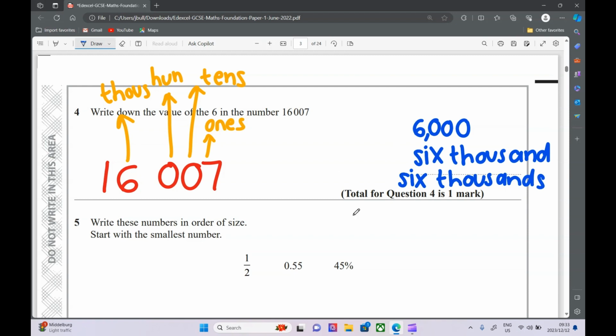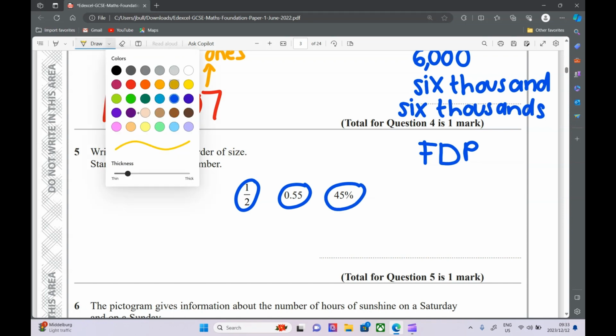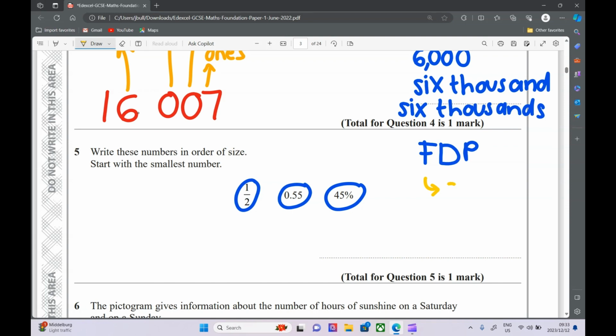Write these numbers in order of size and start with the smallest number. Whenever you get a question like this, this is what we call an FDP question: fractions, decimals, and percentages. You can see we've got a fraction, a decimal, and a percentage. Your first step for a question like this is to convert them all to the same form. Convert them all to fractions or convert them all to decimals. I usually go to decimals, that's the easiest.